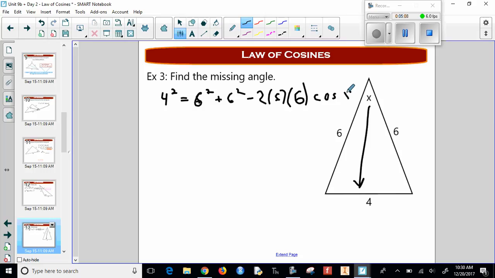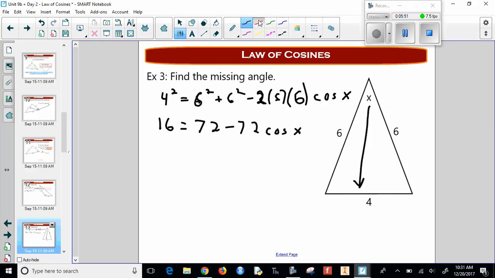Now this is a little bit harder. A lot of people mess up with this algebra, so let's simplify what we can. First, we have 16. Here we have 36 plus 36, which is 72, minus, here we have 6 times 6 times 2, which is 72, cosine of x. Now, if you forget about order of operations, you can think you can subtract these, but you're wrong because multiplication comes first. So these are attached before we can deal with these. So we can't solve that quite yet.